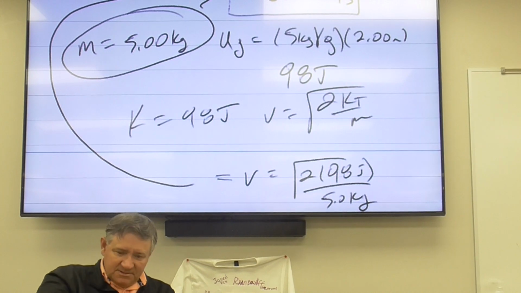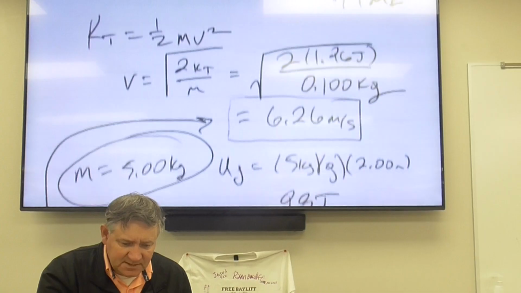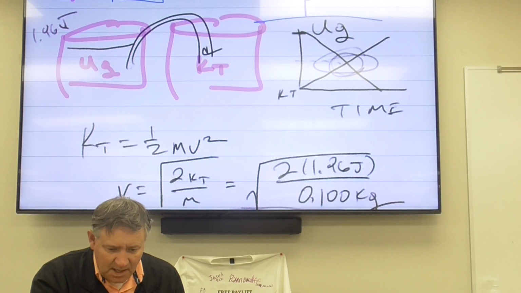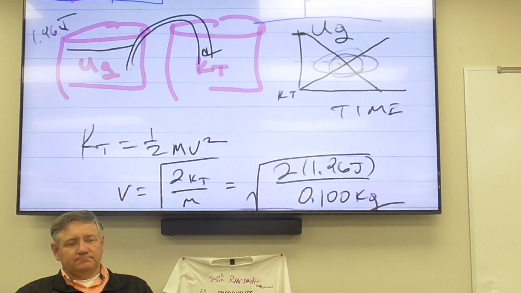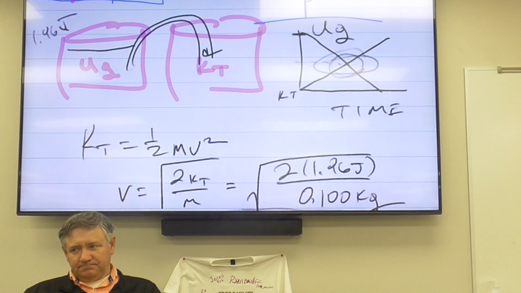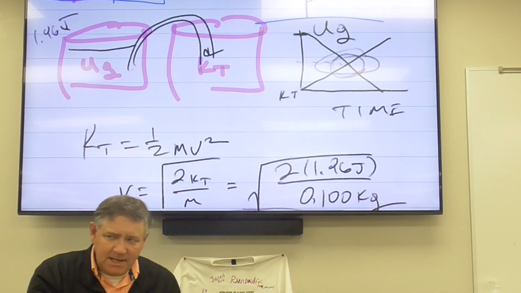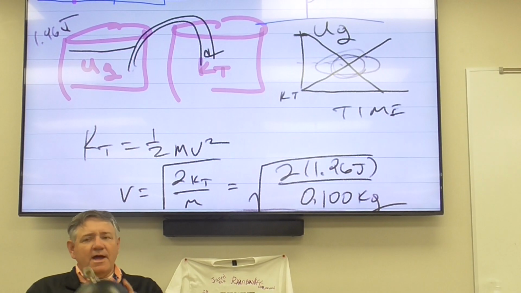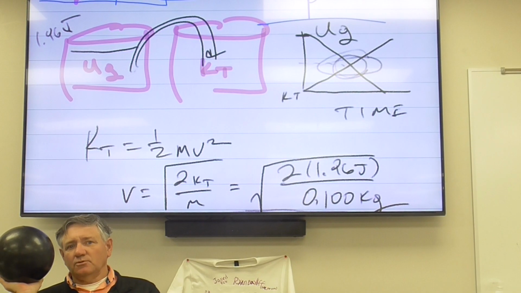So, here's the story. If this is the UG line and the kinetic energy line for Terry the tennis ball, Travis, if you were to draw that same graph for Hank, how would the graph change? Or would it?